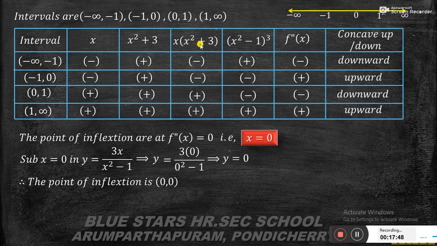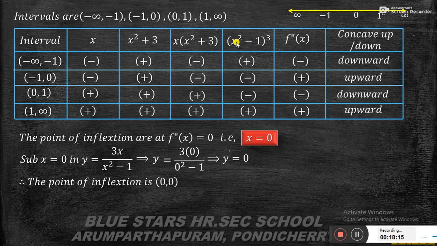Next x into x square plus 3. Now I substitute x equal to 1 by 2. So 1 by 2 into 1 by 2 whole square, 1 by 4. So already we found 1 by 4 plus 3, that means 13 by 4 into 1 by 2, so 13 by 8. So again here we substitute x equal to plus 1 by 2. So the sign is plus in the answer. So I write it plus.